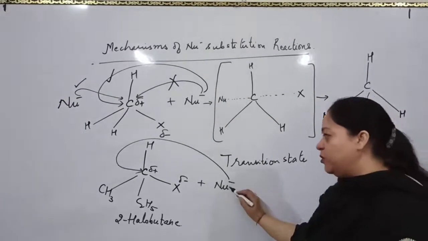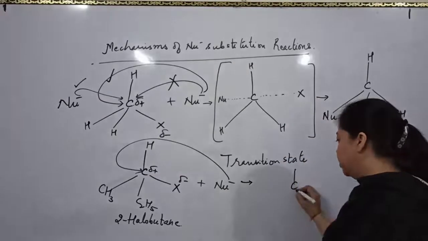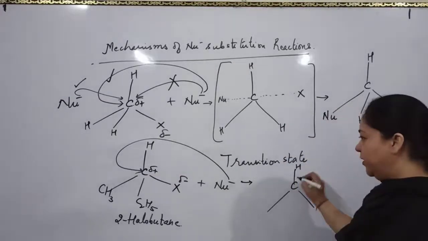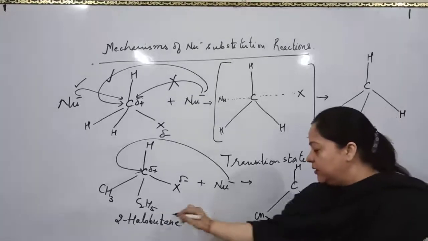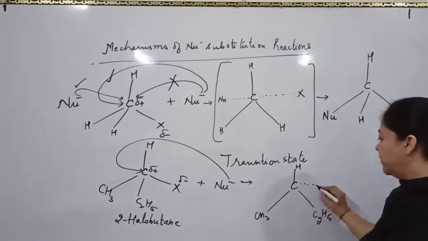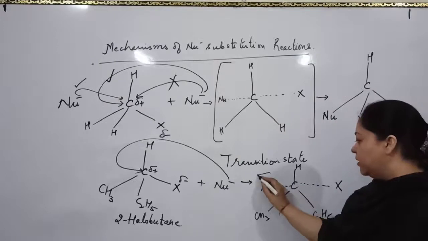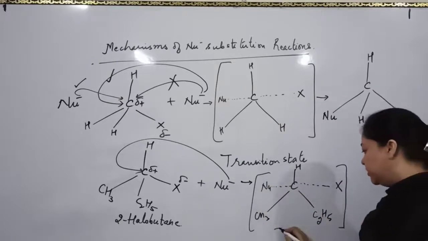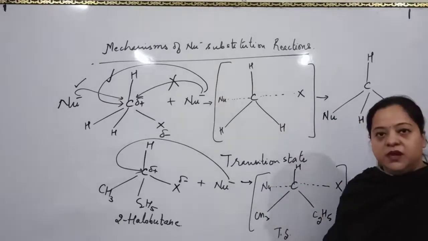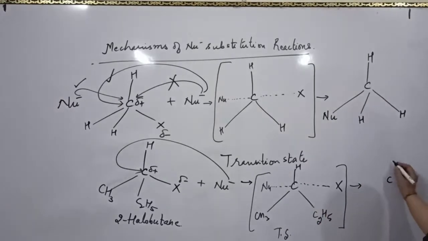So here, the nucleophilic attack is from the rear side, with simultaneous bond formation and bond breaking. One hydrogen, another is methyl. The third group is C2H5, ethyl. Bond breaking with halogen, bond formation with the incoming nucleophile, a 5-membered transition state is formed. And when this bond formation and bond breaking is complete, now this is again a tetrahedral structure, the final product, which is a tetrahedral structure.